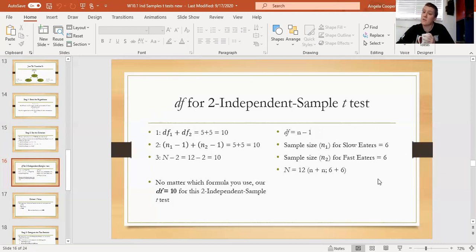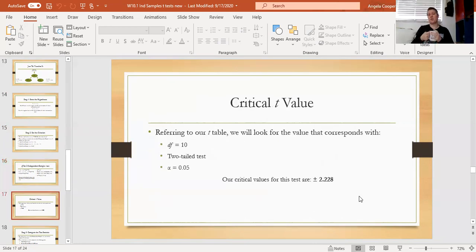Anyway, so we've concluded that our degrees of freedom for this problem is indeed 10. Since we have 2 samples of 6 each, we can subtract 2 from 12 and get our degrees of freedom of 10. Now that we have all the information we need, our degrees of freedom, we know it's a two-tailed test because we looked at that alternative hypothesis saying not equal to. And then we have alpha, our level of significance, set at 0.05.